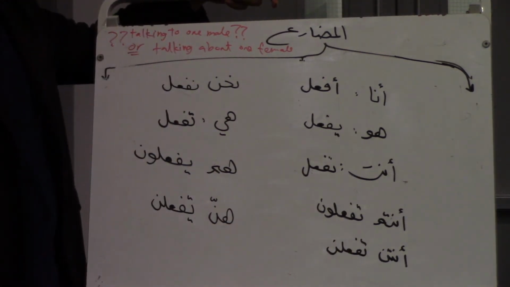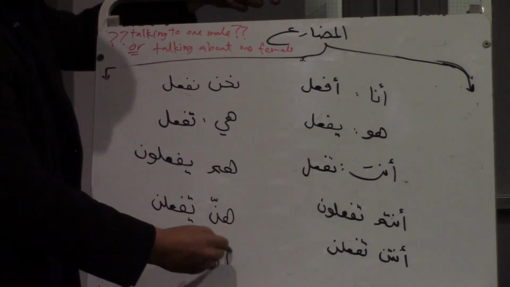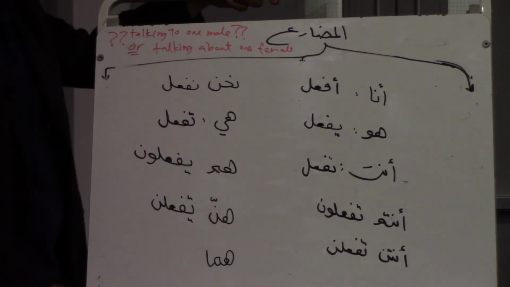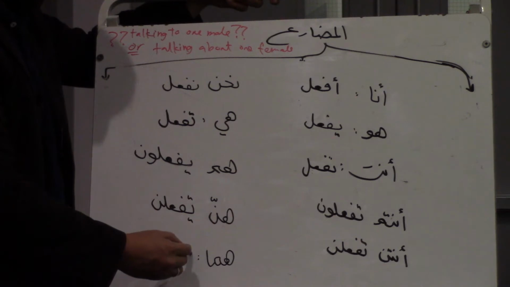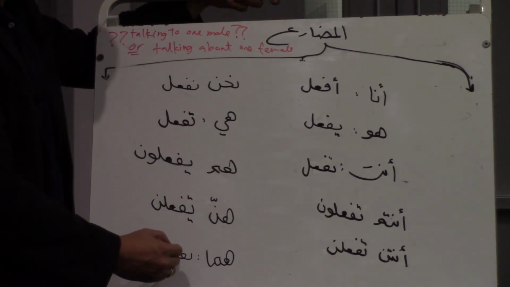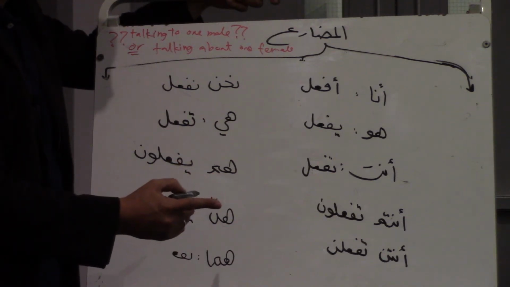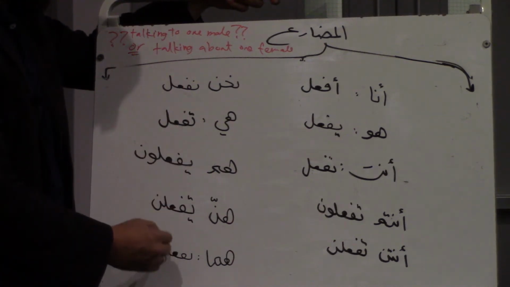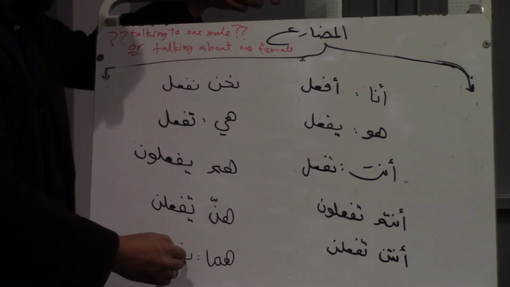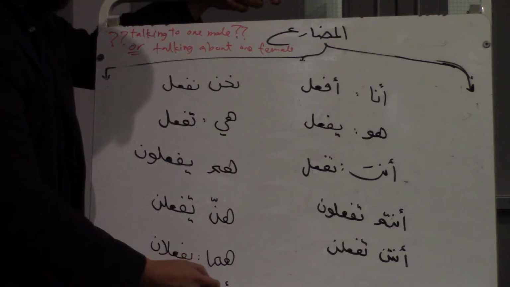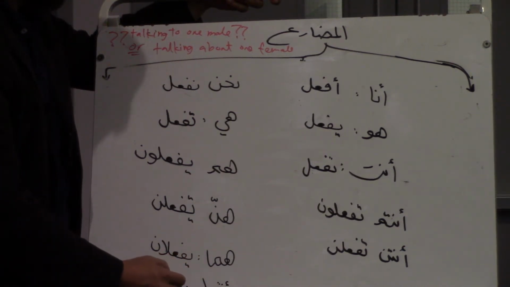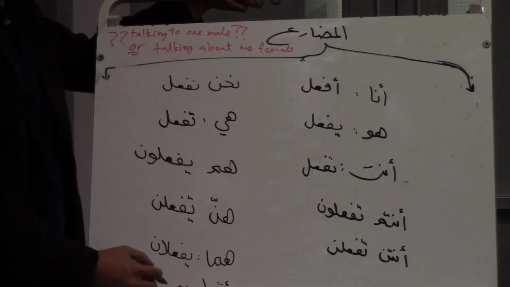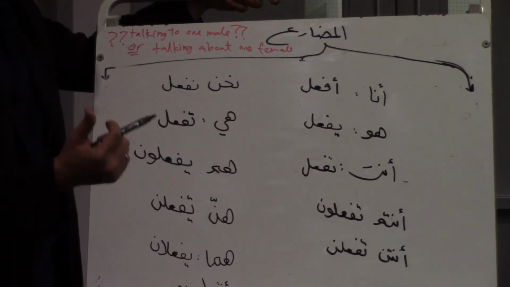Right? Let's talk about two people. Huma. Huma what? Yaf'ala, very good. Antuma. You two. What? Antuma. Taf'alan, very good.